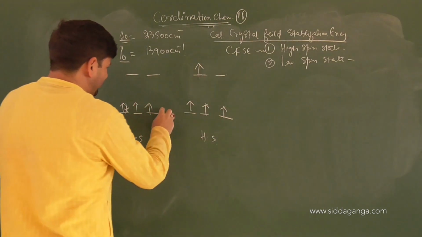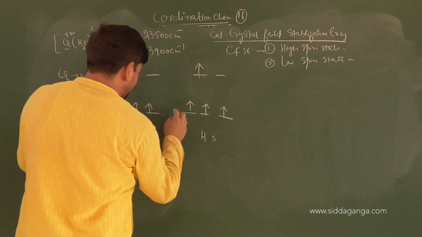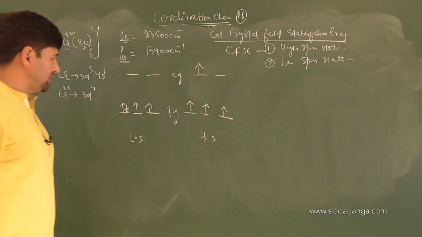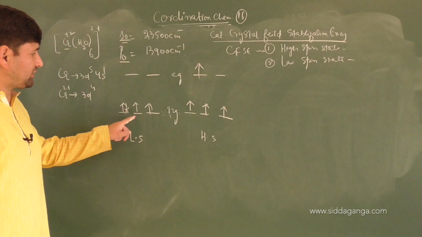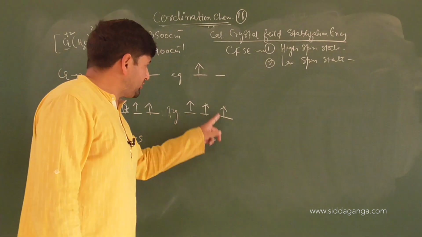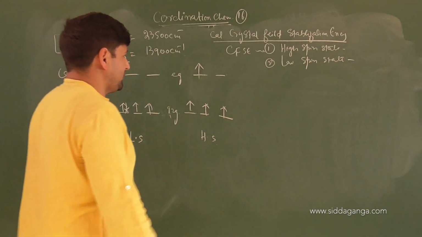So electronic configuration, this is the T2G set. I'll mention it here only. These are T2G sets and these are EG sets. In the low spin state, there are 4 electrons in the T2G set. In the high spin state, there are 3 electrons in the T2G set and 1 electron in the EG set.